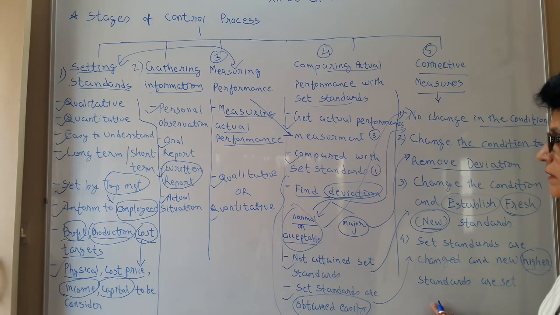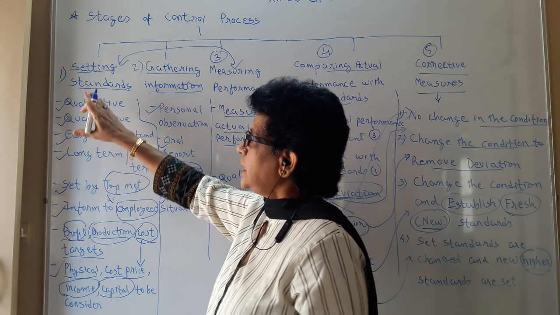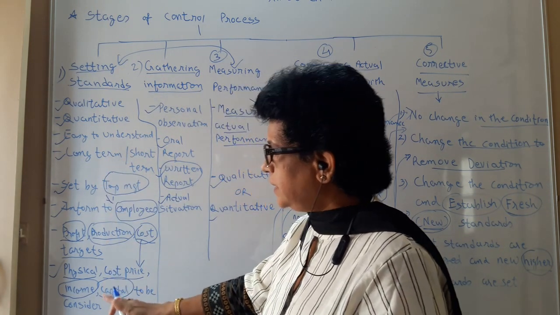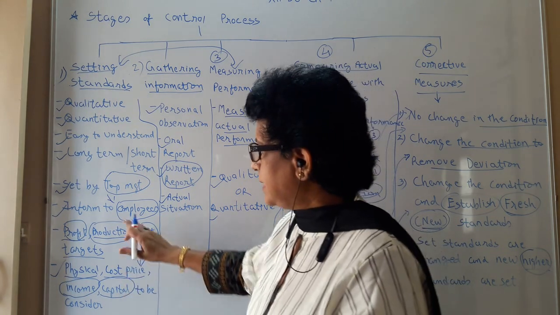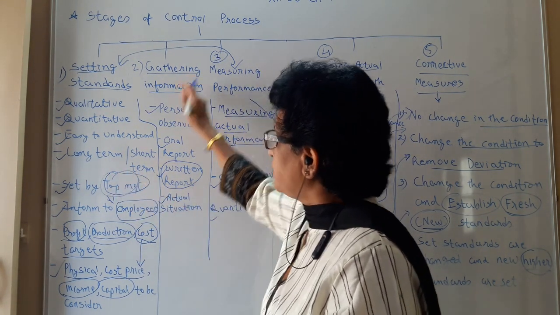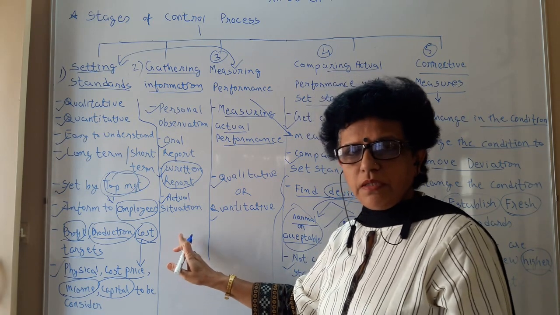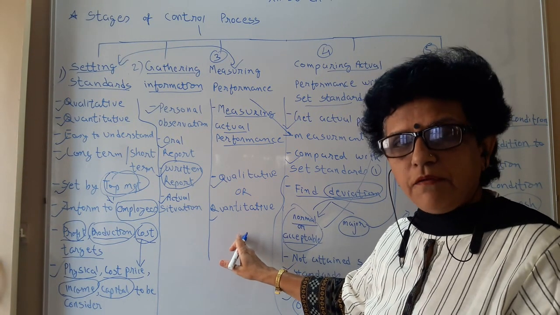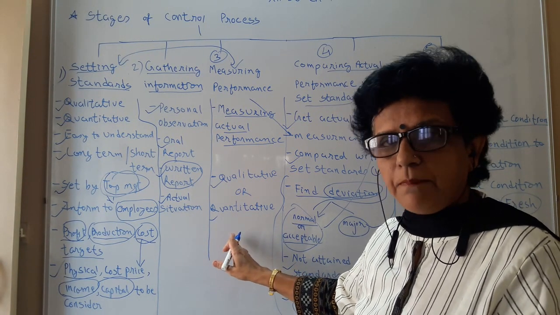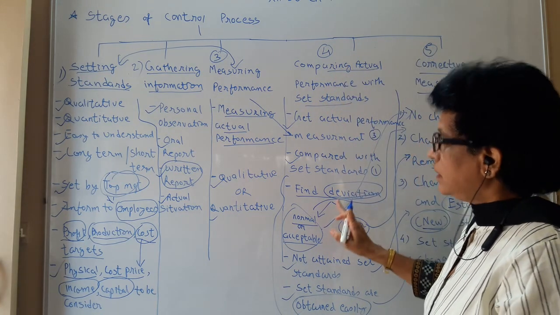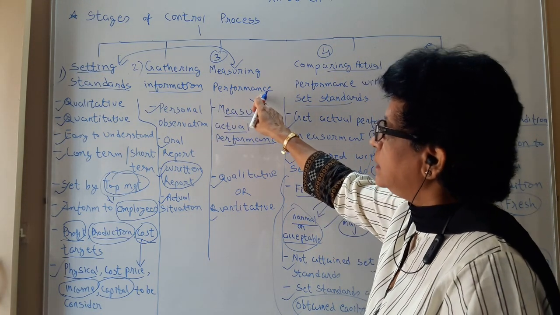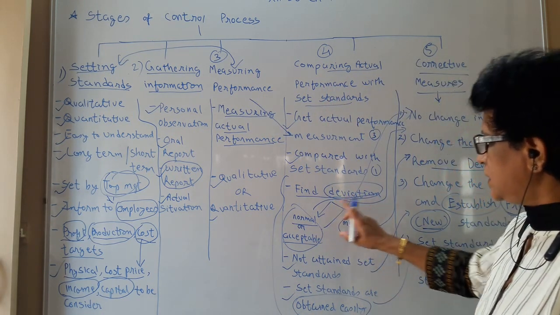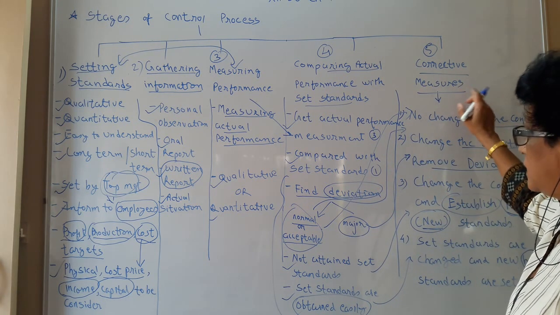Is it clear? So in this manner, number 1, let us recapitulate. Set the standard. While setting, consider all these points minutely. Then set the standard by the top management. Get the information on what is actually going on in your organization. Measure the performance individually of each and every employee, what performance is done by them. Compare the standard with your measure, what you have received. You will find the deviation. And when the deviation is found, you have to make the corrective measures.